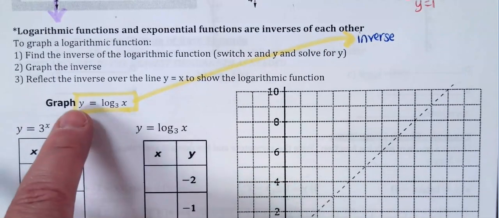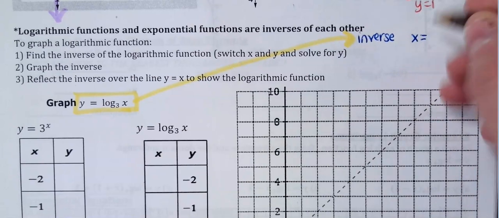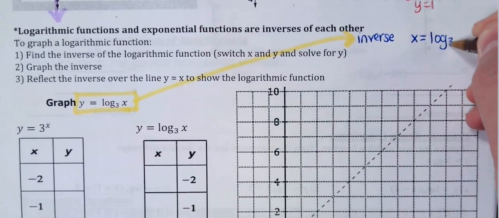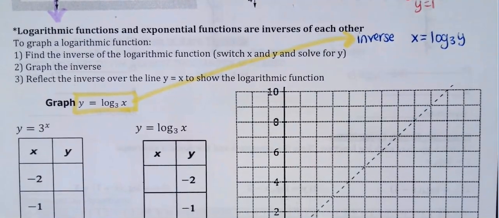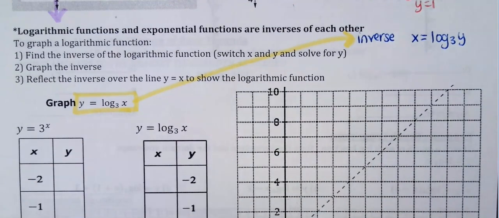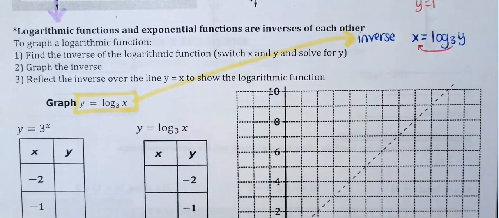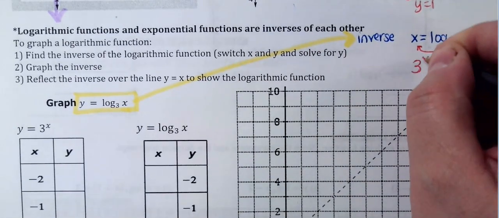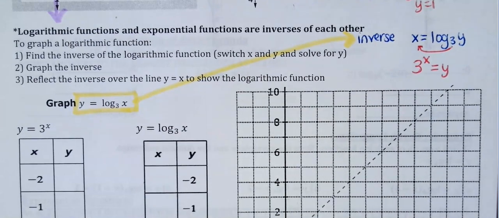To find the inverse, you're just going to switch x and y. So I'm going to write x equals log base 3 of y. And then to actually write the equation of the inverse, you want y by itself. That's why it says solve for y. Just to get rid of the log, I'm going to switch this to an exponential real quick. So the base of the log becomes the base of my exponent, and that would tell you 3 to the x equals y. So that is the inverse of the log base 3 of x.